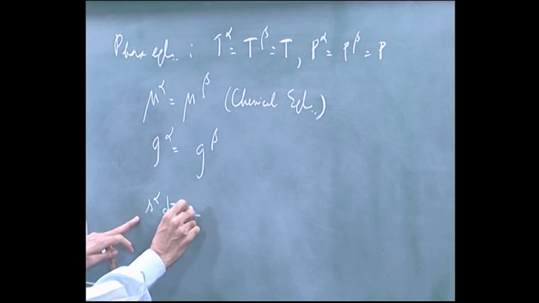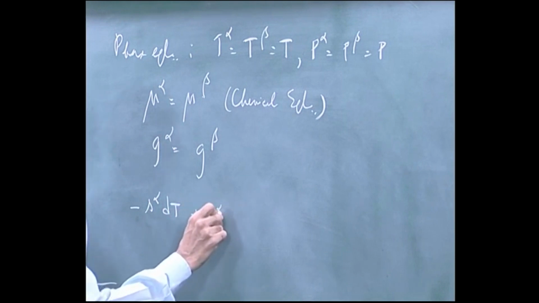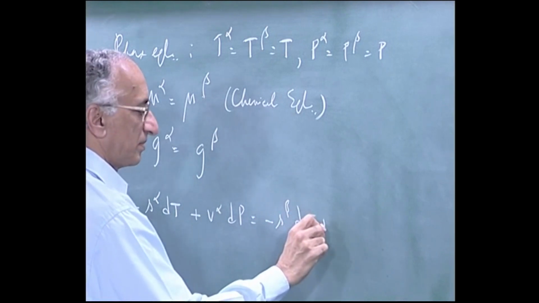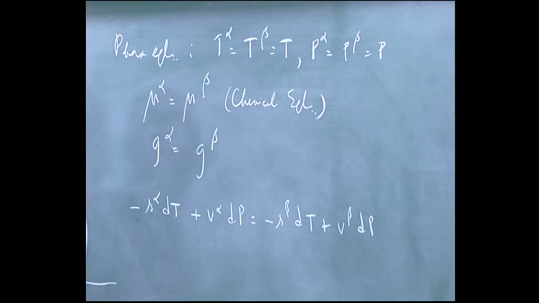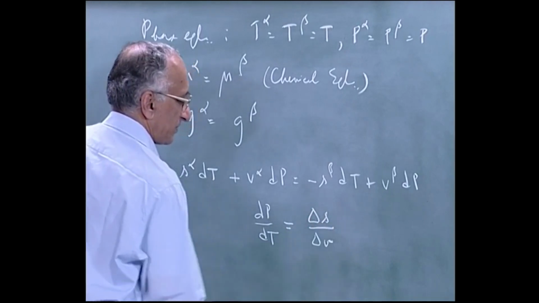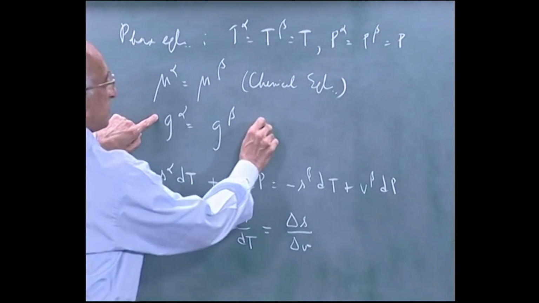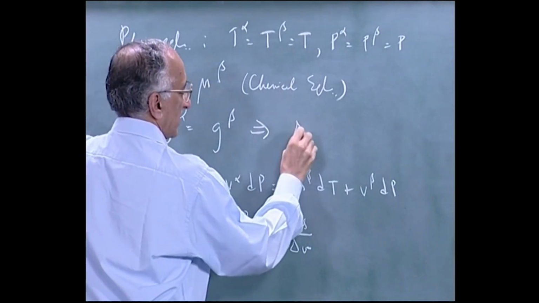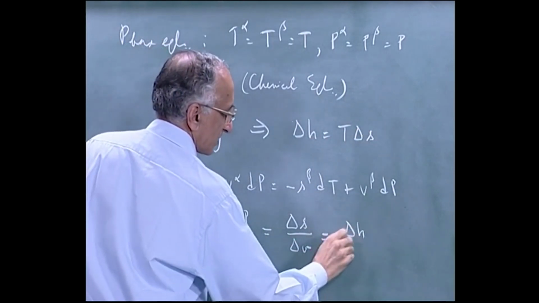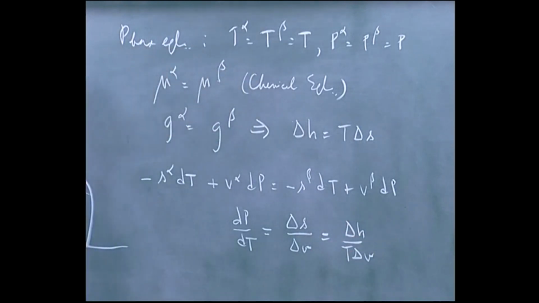So, you have S alpha dT. So, you have your Clausius-Clapeyron equation that tells you that dP by dT is equal to delta S by delta V, and this implies that delta H is equal to T delta S. So, this is delta H by T delta V. This is your Clausius-Clapeyron equation which you are quite familiar with.